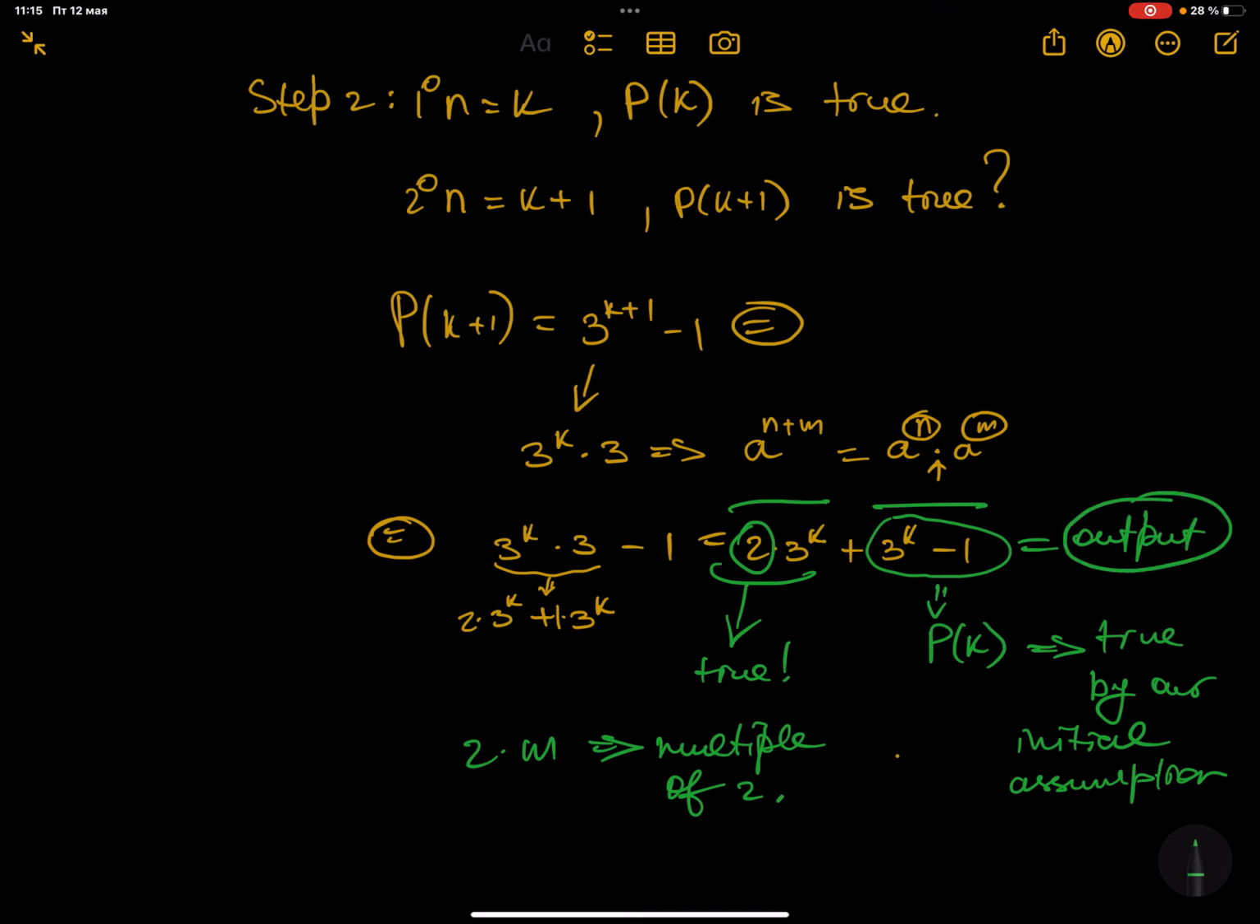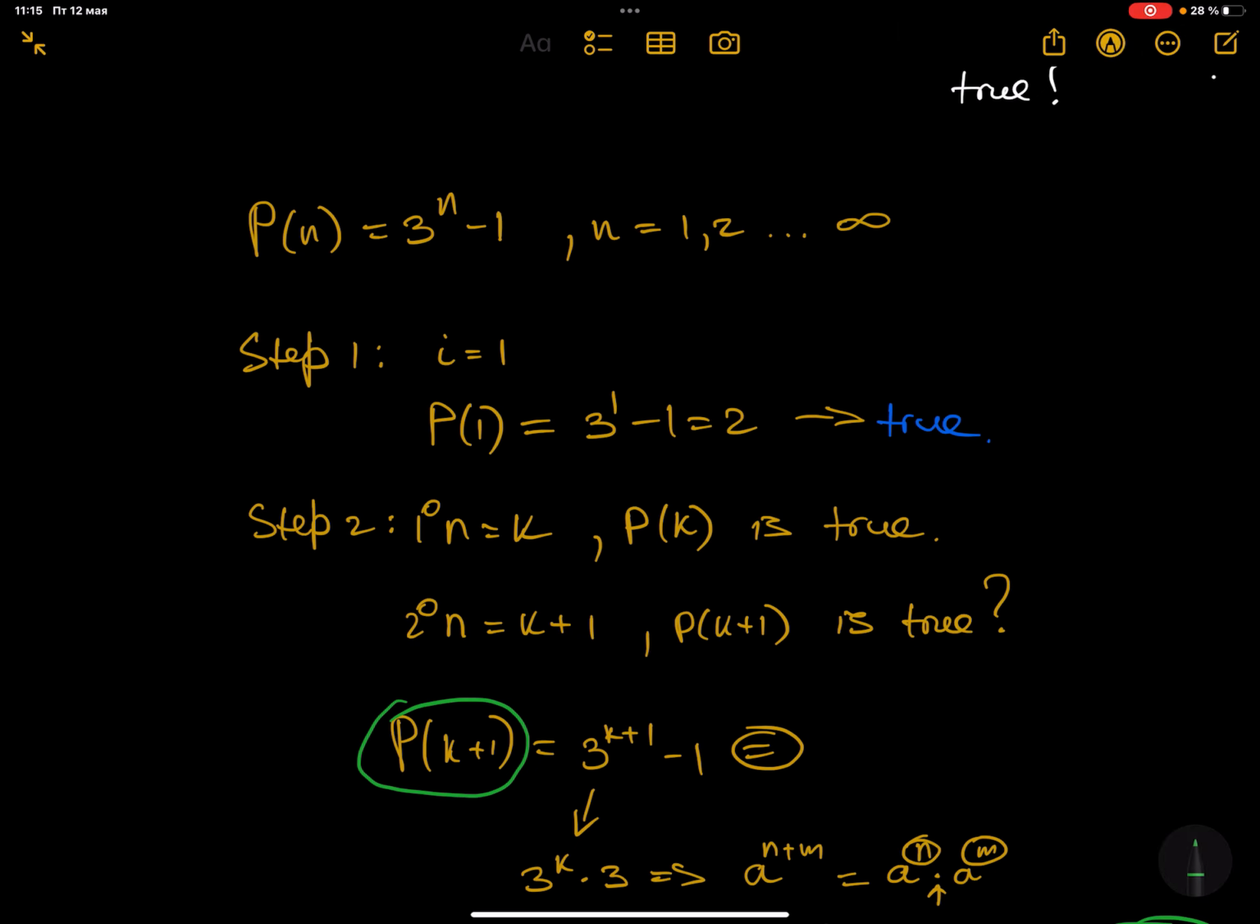So that means our output, the value of Pk plus 1, is true, and that means we proved that for n with these values, Pn is always a multiple of 2. This is so simple. I hope you got the idea. The very first step, prove the initial case 1, then assume that for k the statement is true, and then prove this statement for k plus 1. If you prove it, then you prove that it's also true for the given n values.